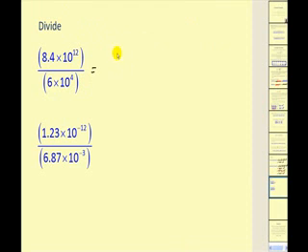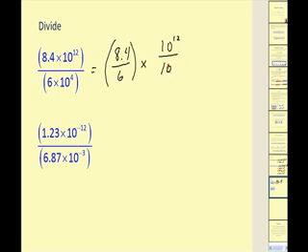So we break this into two parts. The first part will be 8.4 divided by 6 times 10 to the 12th divided by 10 to the 4th. 8.4 divided by 6 equals 1.4. 10 to the 12th divided by 10 to the 4th, we subtract our exponents. 10 to the 8th. Everything is in the correct form and we're done.